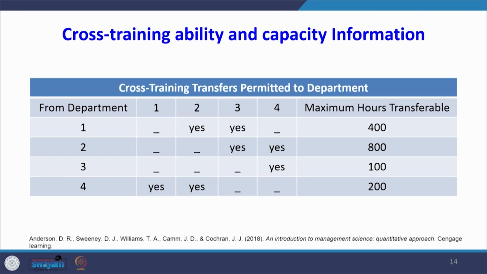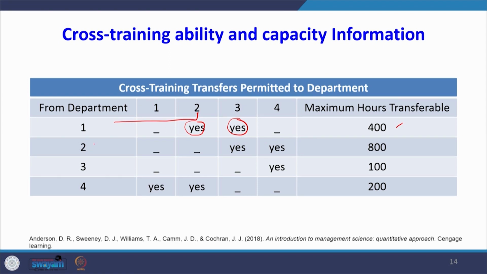This is the cross training ability and capacity information. So, this table says that there are 4 departments. From department 1 to department 2, yes, there is a possibility of sending a person who is working in department 1 to department 2 after reskilling. 1 to 3 is also possible, but 1 to 4 is not possible. So, from department 1 a maximum of 400 hours is transferable.